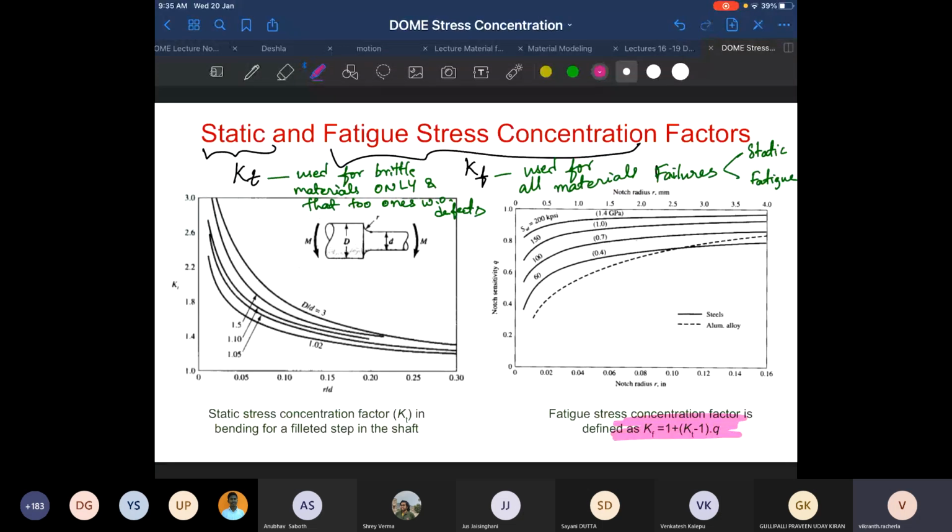Now, what can you say about the static stress concentration factor? Can it be more than 1 and less than 1? What kind of a property will the stress concentration factor have? Look at the graph here. Where does it start from?